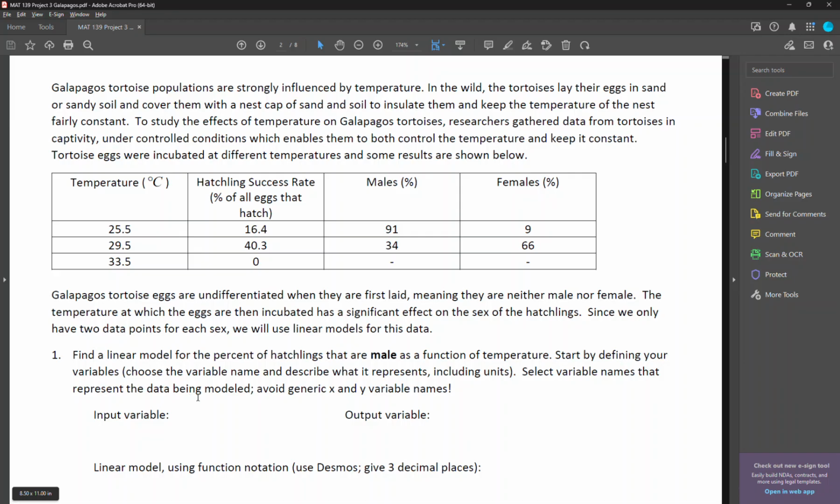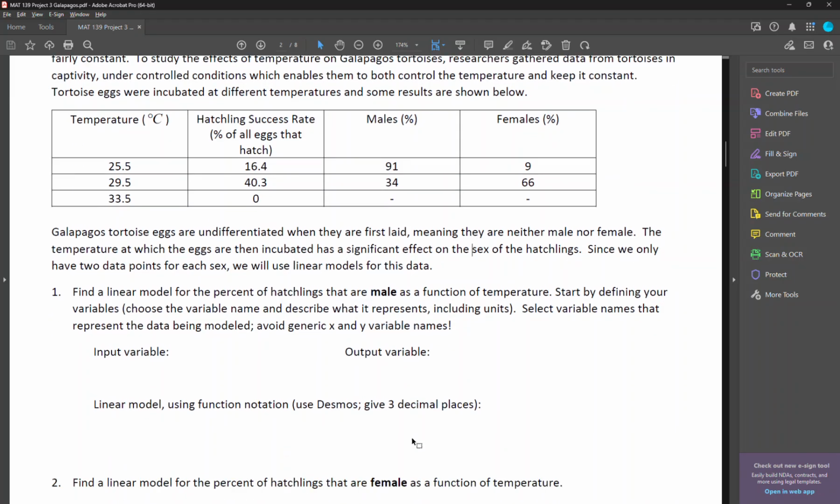Make sure that you select a letter for your variable name that's going to represent the data that you model. Don't use the generic X and Y. You'll pick your variable name and tell us what it means, including units for your input and output variables.